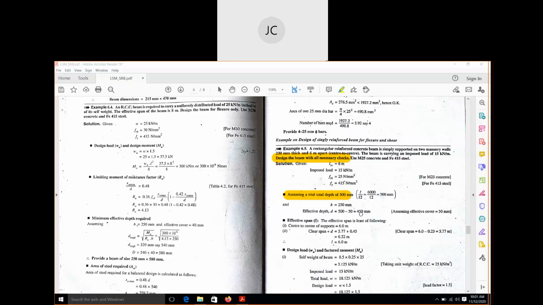Okay, so next what we have to do, in the last class I told you that before going to any step, we have to find out the effective span. So can you tell me the clause number for effective span? Can anyone tell me the clause number for effective span?